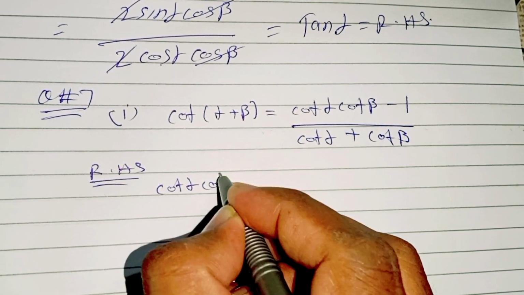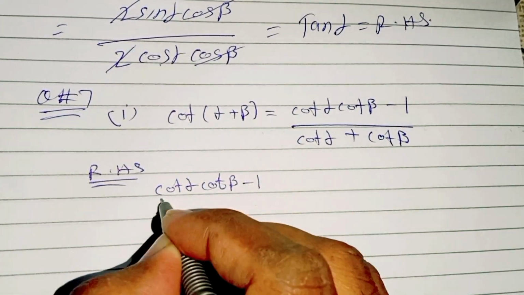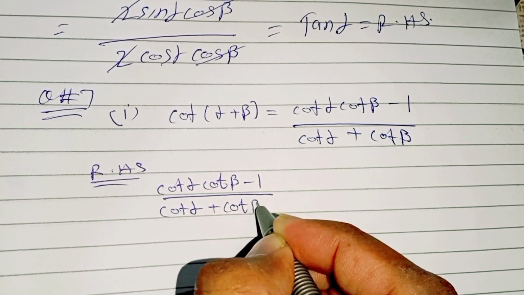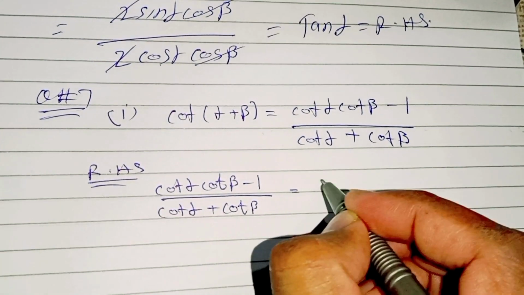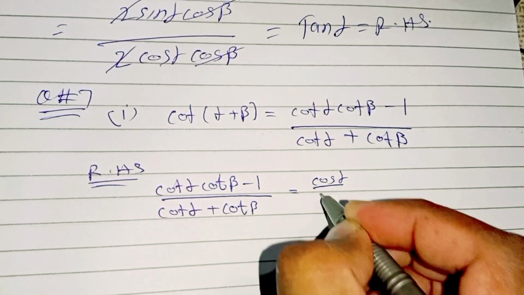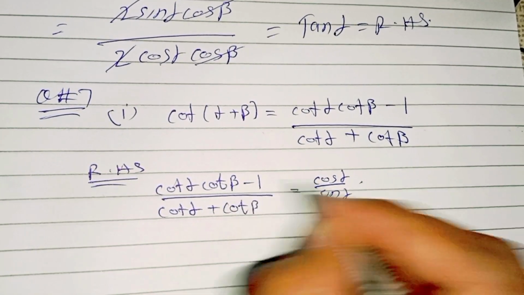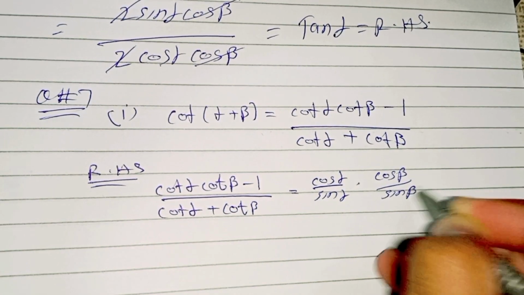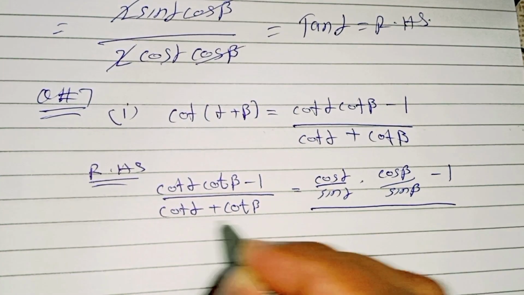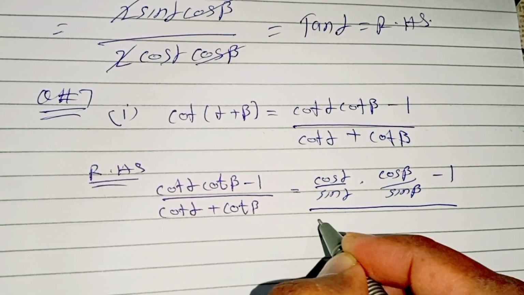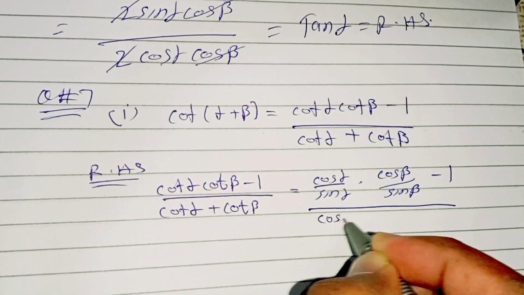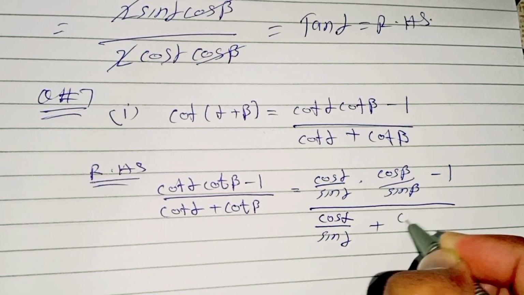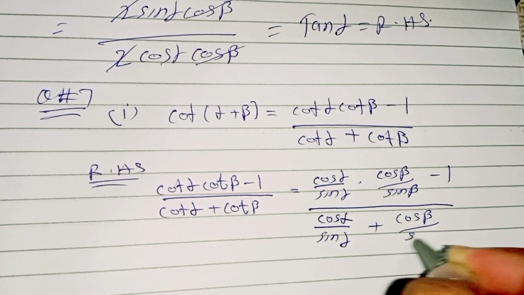cot alpha cot beta minus 1 over cot alpha plus cot beta. We know that cot alpha is equal to cos alpha over sin alpha. Similarly, cot beta becomes cos beta over sin beta, minus 1. And in the denominator we have cot alpha, which becomes cos alpha over sin alpha, plus cos beta over sin beta.